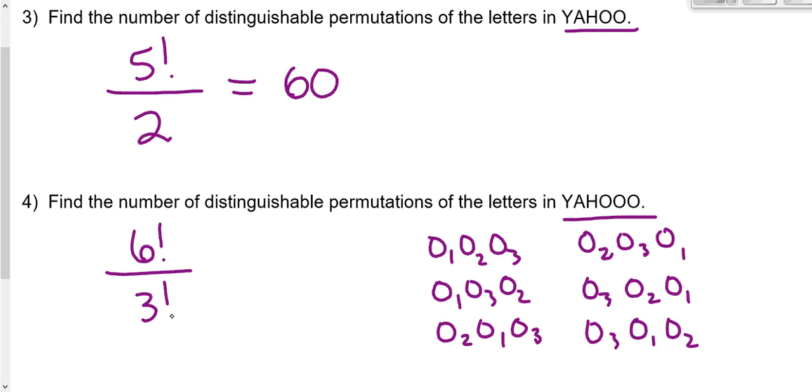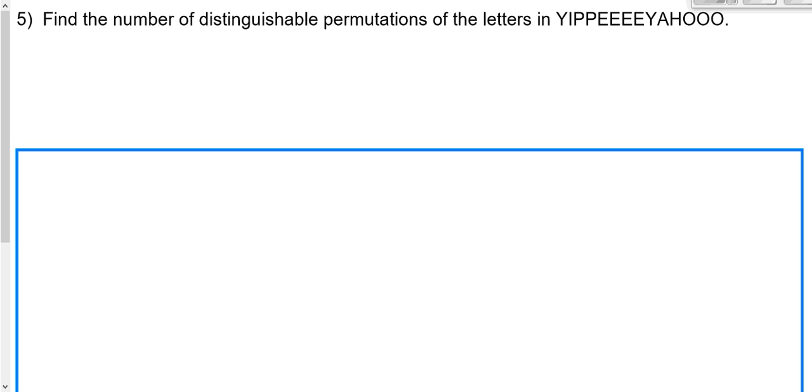Okay. Number 5. Find the number of distinguishable permutations of the letters in Yippee Yahoo. Okay. How many letters are there? 1, 2, 3, 4, 5, 6, 7, 8, 9, 10, 11, 12, 13, 14 letters. So we're going to start with 14 factorial, but then, because of the repeats, we're going to have to divide by something factorial, and we're going to have to do that multiple times.